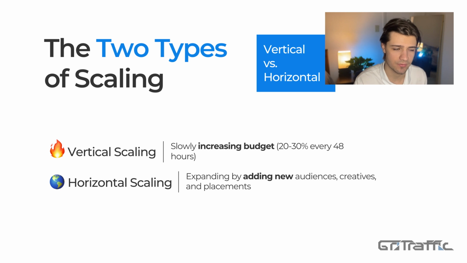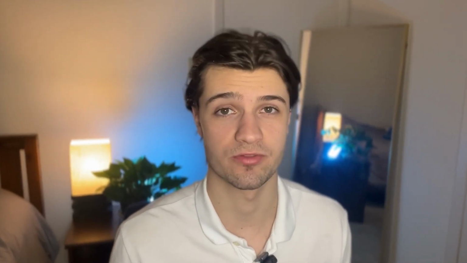For example, if your ad set has a budget of $100 per day, you wouldn't jump straight to $500, right? Instead, you'd scale like this. Day 1, $100. Day 3, $130. Day 5, $169. Day 7, $220. This method keeps the algorithm stable and helps Facebook adjust without dropping the performance.